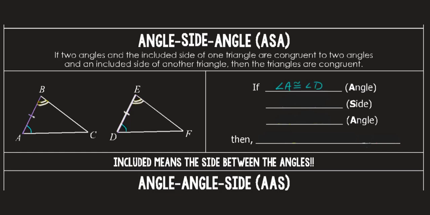Side AB is congruent to side DE. And angle B is congruent to angle E. Notice that the side is in between the two angles. Then triangle ABC is congruent to triangle DEF by ASA. Notice the S, which stands for side, is between the two A, or angles.